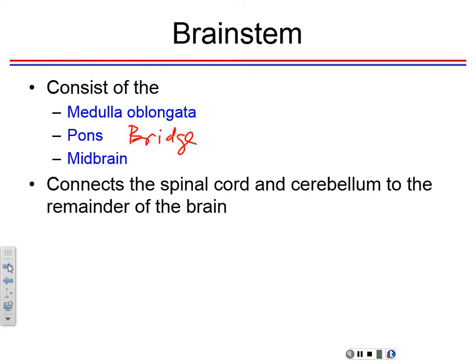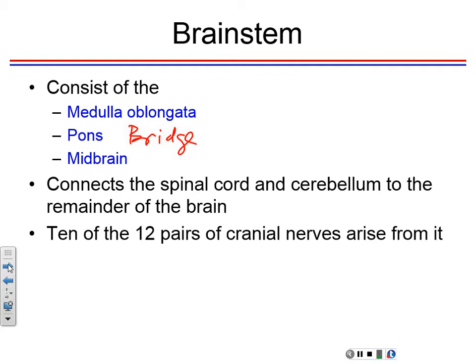Okay, the remainder of the brain. Actually, the brainstem is the most critical part of the brain. Okay, you can hurt big chunks of the cerebrum, but if you nick a small part of the brainstem, it could be fatal. Okay.